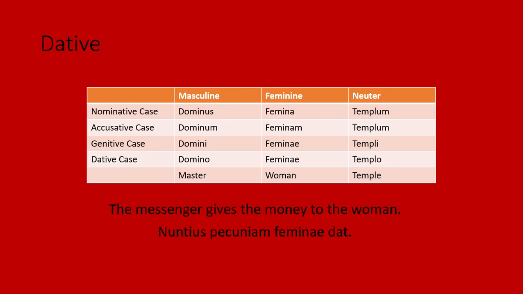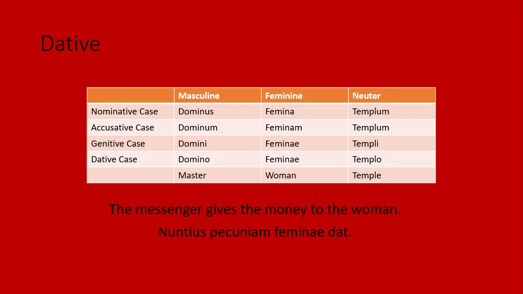The dative case is used for the indirect object. The indirect object is when a noun receives an action but not directly, and there's usually another noun which takes the brunt of the action of the verb, but the dative shows that something else is also affected, and that noun will take the dative case.